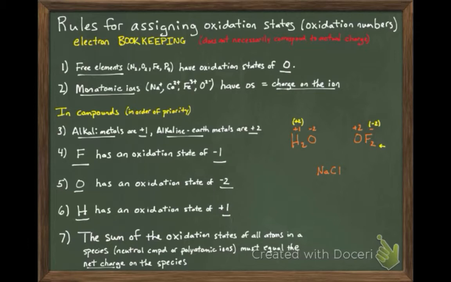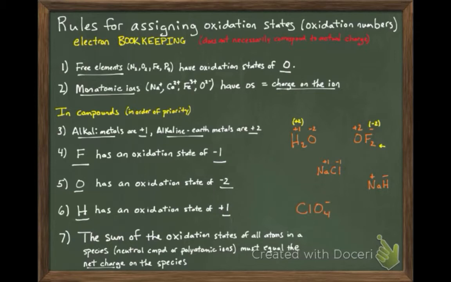In sodium chloride, we know that alkali metals are always +1, and therefore chlorine is assigned an oxidation state of -1, so that the total charge on the species is 0. In sodium hydride, sodium again assigned an oxidation state of +1, which means that now hydrogen has to be assigned an oxidation state of -1 for the total charge on the compound to be 0.